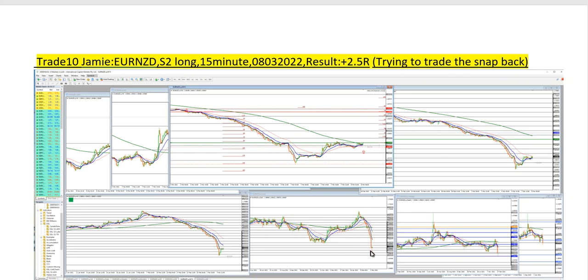It's like a rubber band stretch, right? If you stretch it strongly, well, there's this pushback, right? Snapback. And that's it basically here. Let's see. An S2 long on a 15 minute. Okay, well, that's the S2, right? This is the S2 pattern.